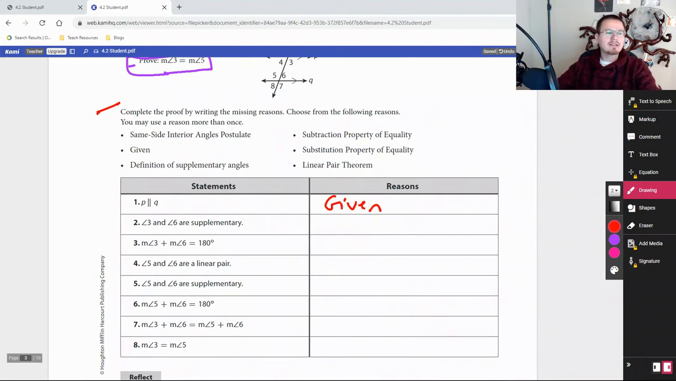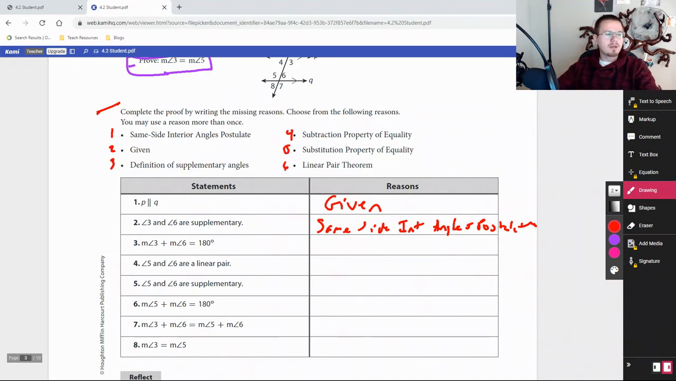Well, angles 3 and 6 are supplementary. That is the same side interior angles postulate. So I should have numbered these. That'd be easier than you writing this out. So that's what we'll do from here on. 1, 2, 3, 4, 5, 6. So I don't have to just write a bunch.